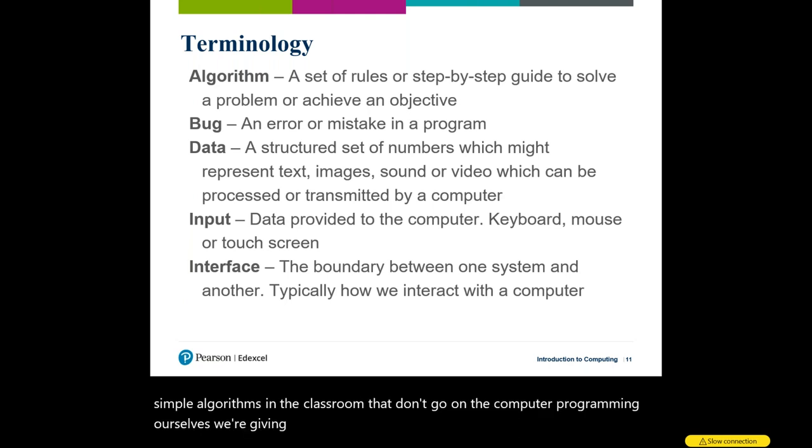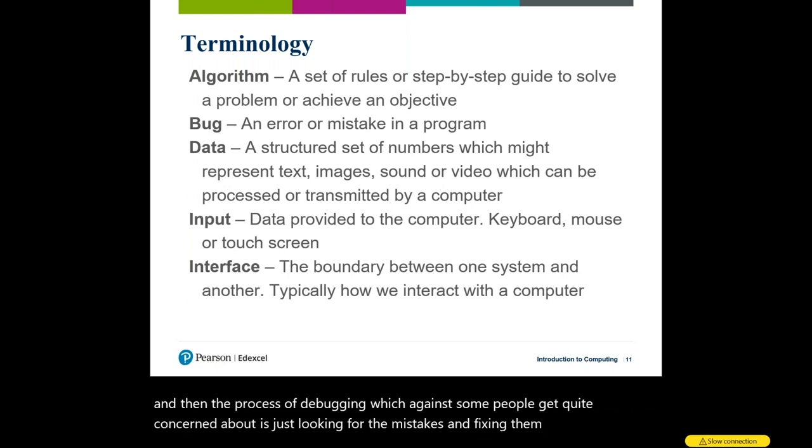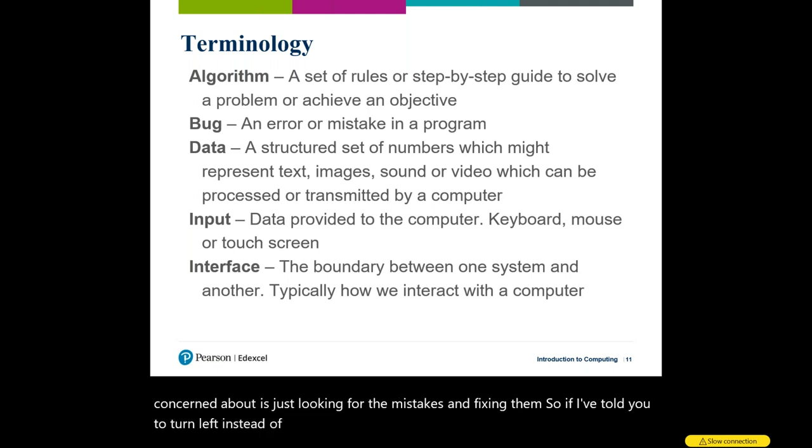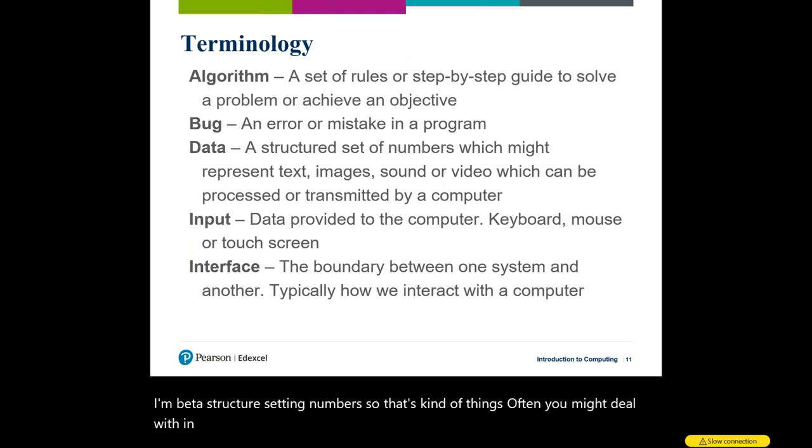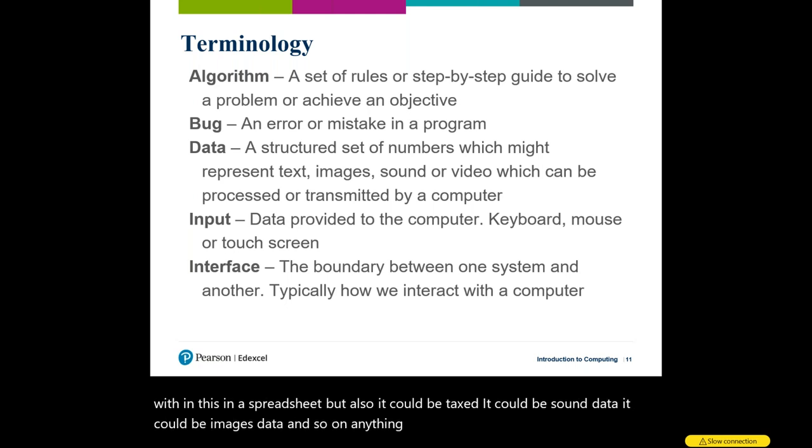A bug is just an error or a mistake, and then the process of debugging, which again some people get quite concerned about, is just looking for the mistakes and fixing them. So if I've told you to turn left instead of right, I go back and look at my program, look at the instructions I gave you, and make a correction. That's debugging. Data is a structured set of numbers, so that's things you might often deal with in a spreadsheet, but it could also be text, sound data, image data, and so on. Anything that's processed by a computer is data.